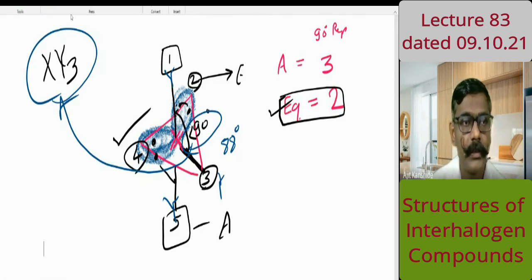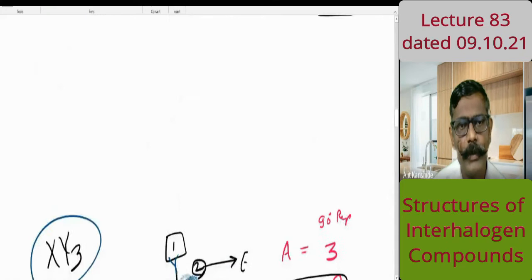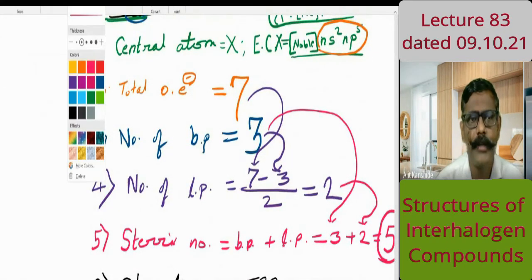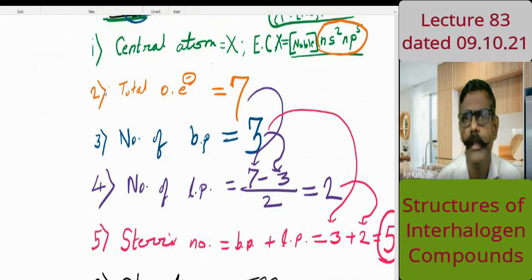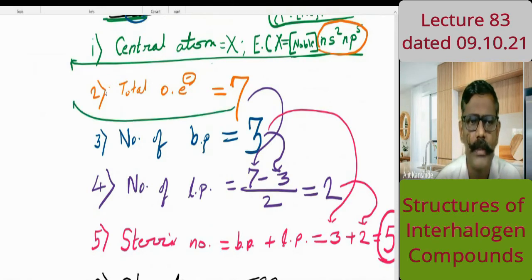Now let me consider another kind of interhalogen, that's XY5. I hope you will help me to answer that here only. These points only I consider. The first point, as usual, is the electronic configuration. That is ns2 np5, the same will be there. Outermost electrons, as usual, 7 will be there.